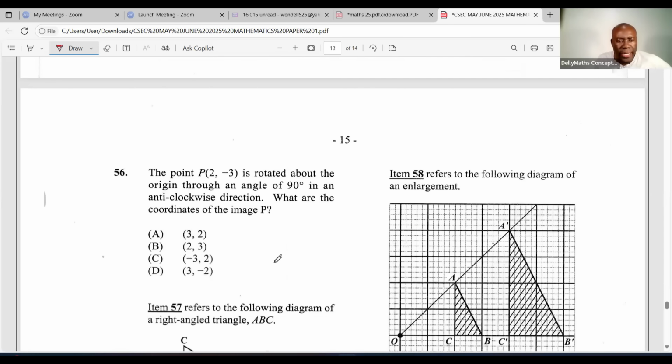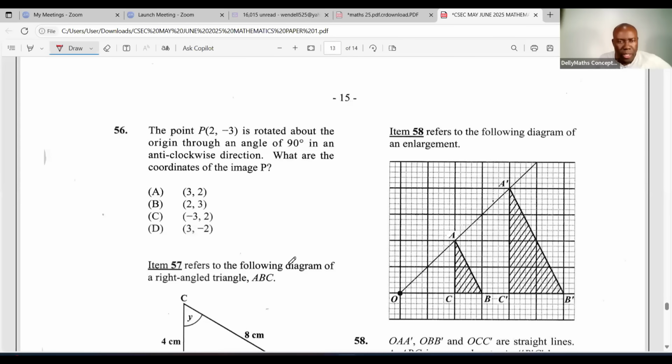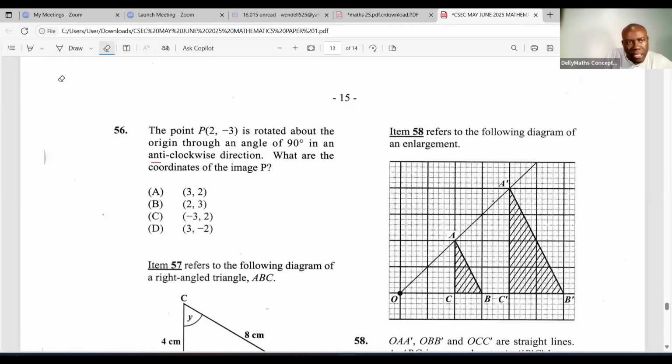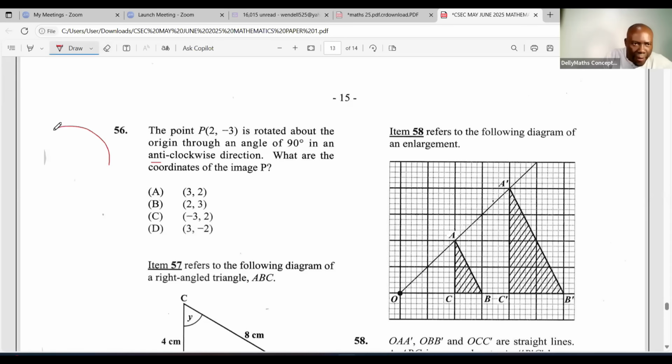The point P is rotated about 90 degrees in a, okay, and you're going in what direction? In a counterclockwise direction. What are the coordinates? All right, so you're coming this way. No, they say counterclockwise, my bad. Anticlockwise, you're going that way. So basically you could take a look at it, and then you could discuss it if you want.